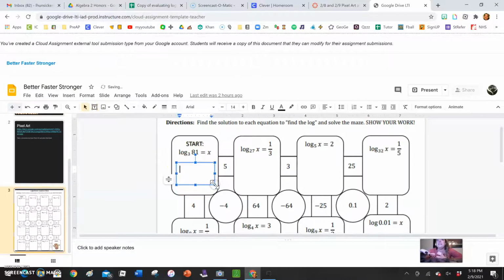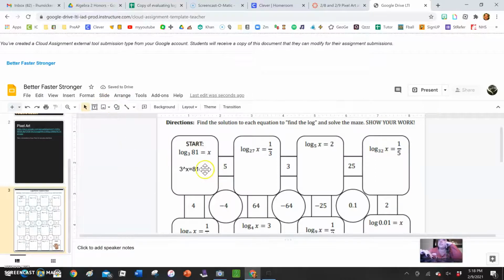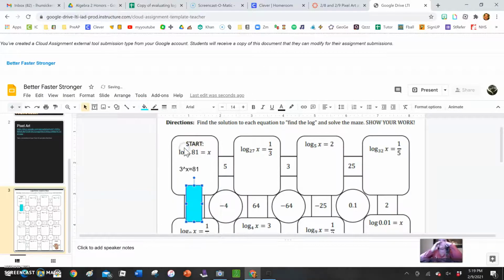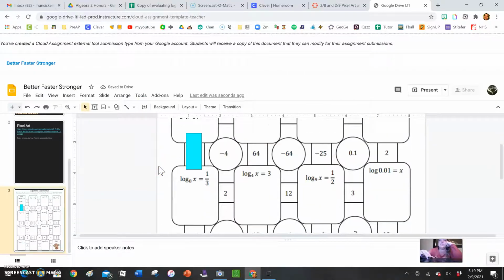And so if I needed to type this in or write it down on paper, I would type this in and say, okay, 3 to the what power is going to give me 81. Okay, and my choices, it looks like, are 5, 4, and -4. So I know it's not negative because I didn't go to a fraction. And when I count, I should get 4. So I'm just going to add in a shape of some sort. Okay, I know I'm going down on my maze. Let's go change this to a fun color, okay? All right. Let's go do the next one.